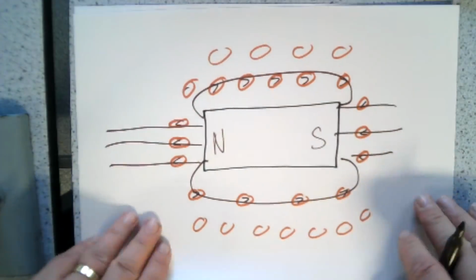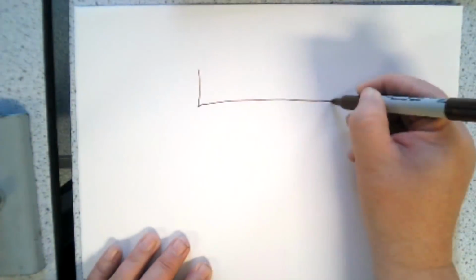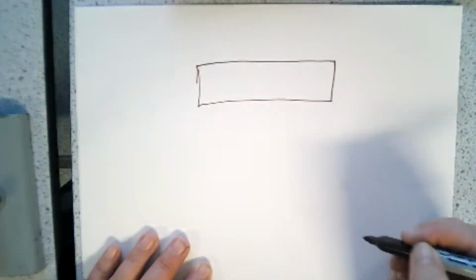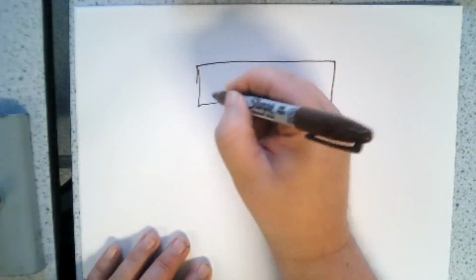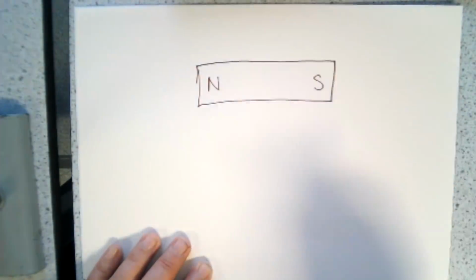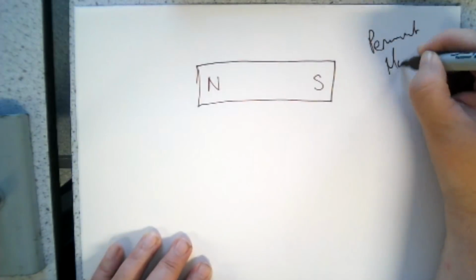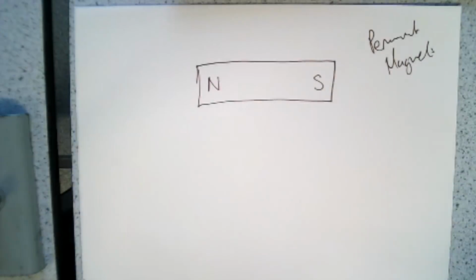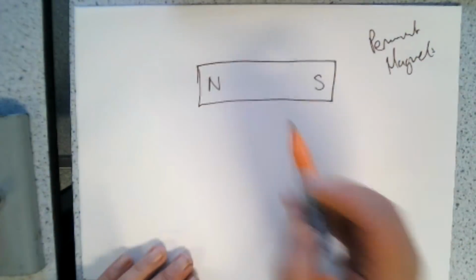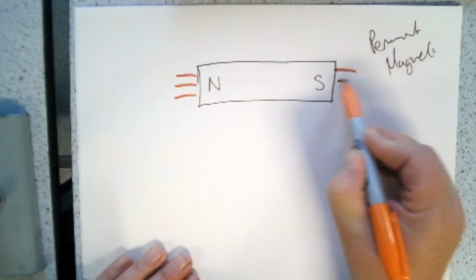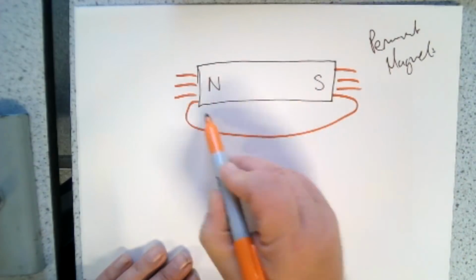Now, we've talked about here mainly, okay, permanent magnets. So everything we've talked about is a permanent magnet. So when I actually have a bar magnet like this, that's made out of iron, steel, cobalt or nickel, with a north and a south, okay, it's a permanent magnet. That means it's always going to be magnetic, and it's always going to have its magnetic field lines coming out of it.